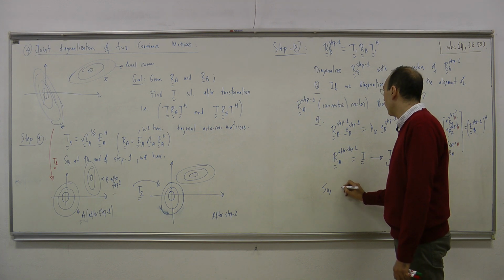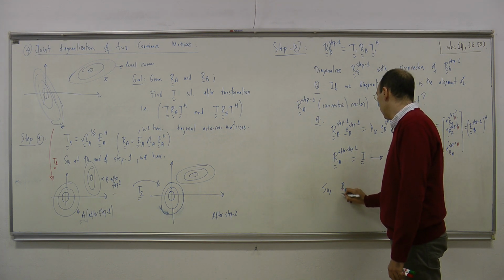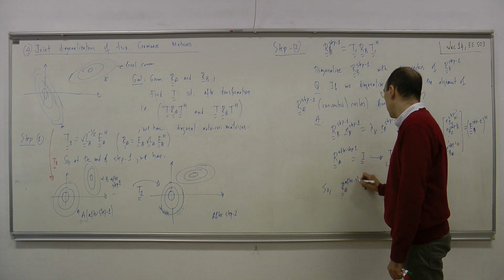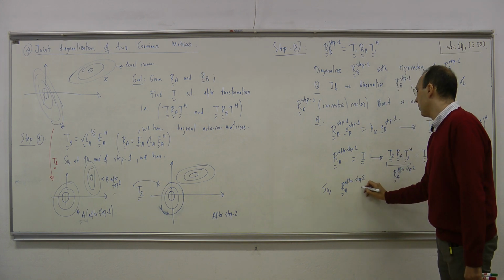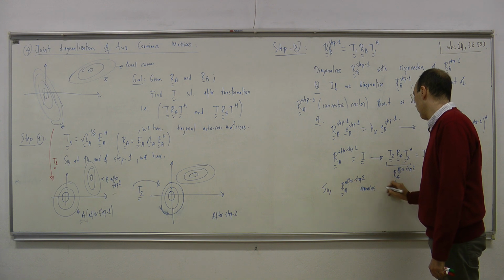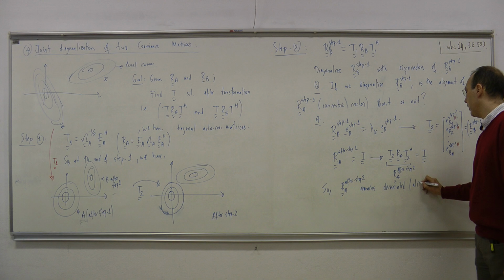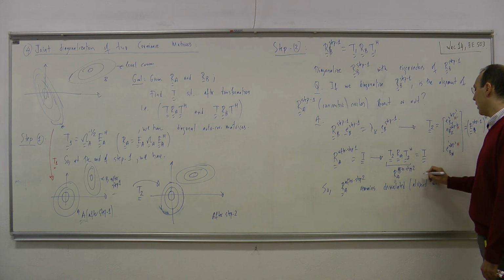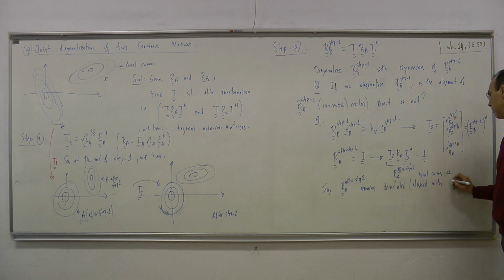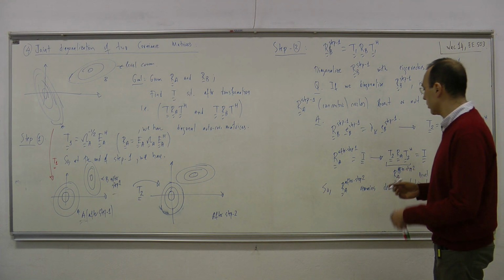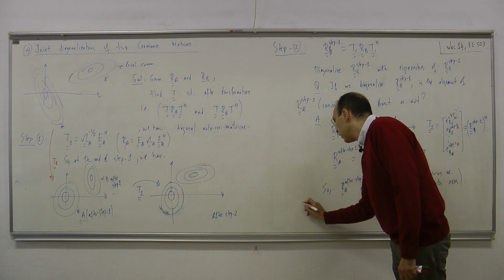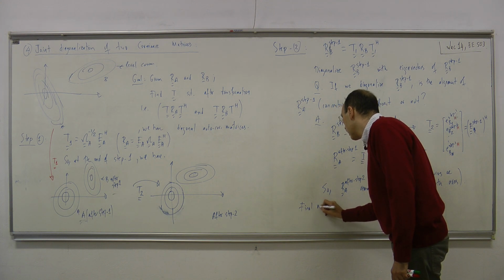So RA after step 2 remains decorrelated, aligned. The level curves are aligned with the axes. Okay, major and minor axes match. So one last thing: what's my final mapping?